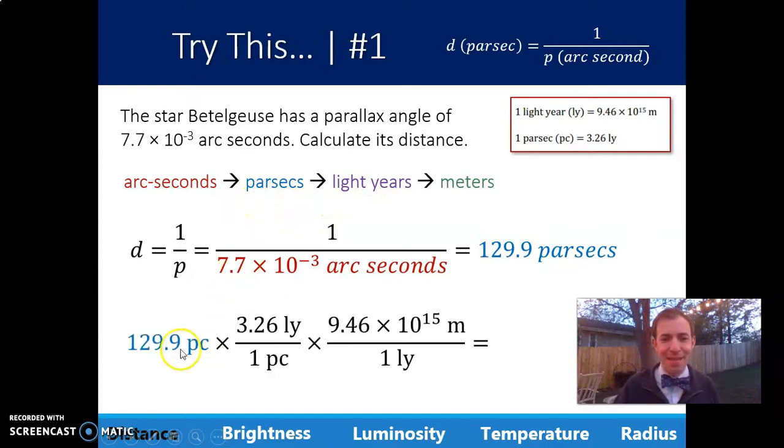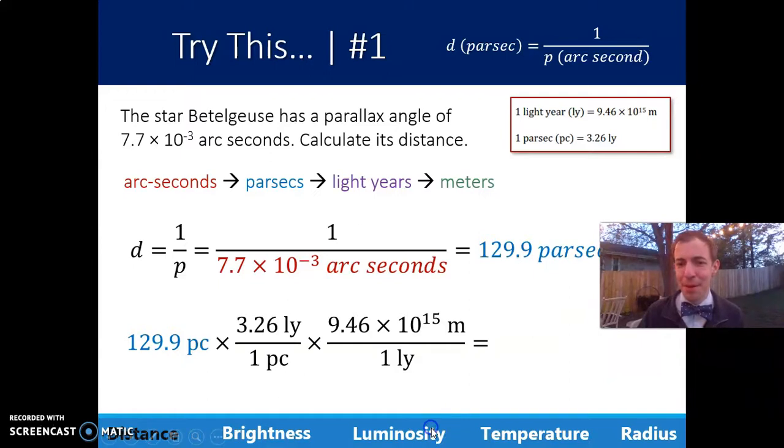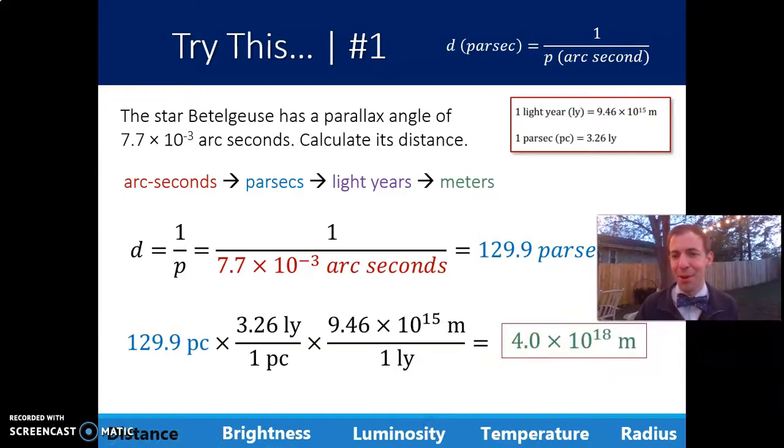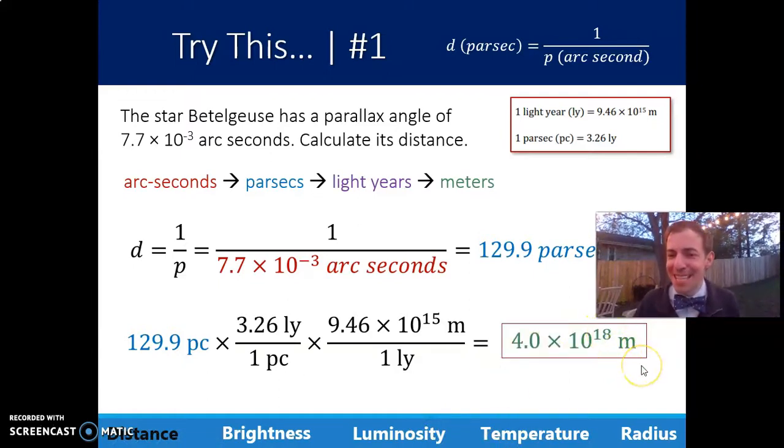To get that into meters, we're going to multiply by a conversion factor to get to light years, and then a conversion factor from light years to meters. We end up with a grand total of about 4 times 10 to the 18th meters. So from an angle, we can calculate a distance in meters. That is our first of these 5 properties.